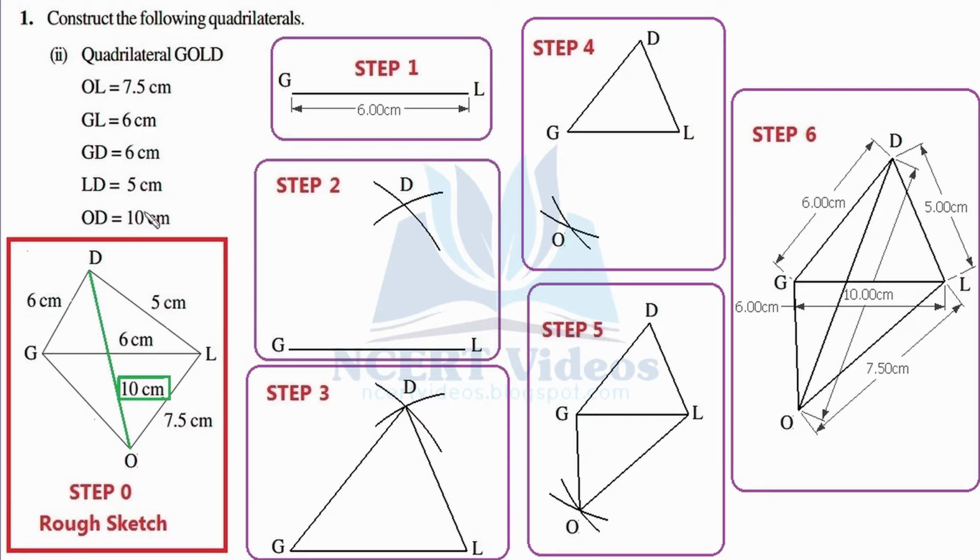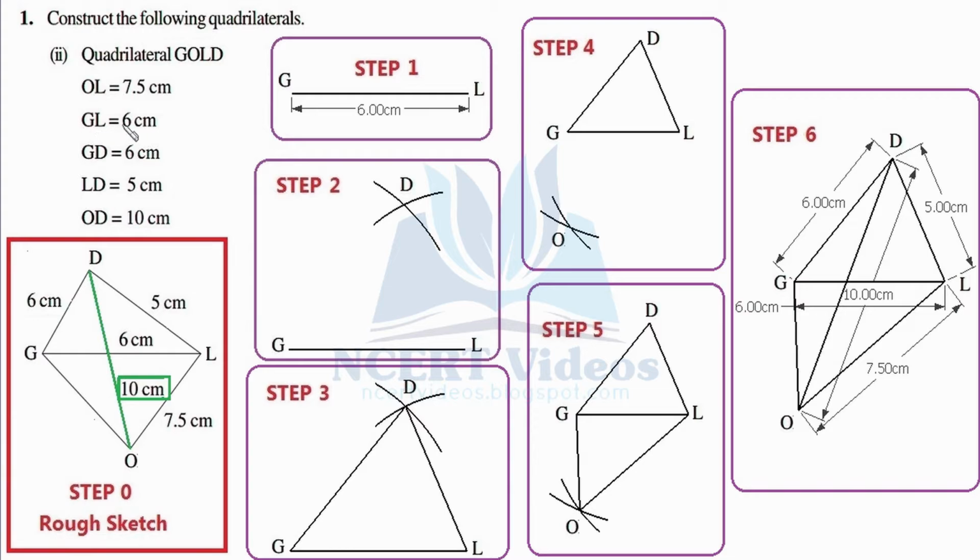Before sketching the actual measurements, we first always construct a rough sketch to get an idea, just the assumption, so that we do not have to watch these statements again and again. We can directly construct a final figure using a rough sketch. First of all, we construct a diagonal horizontally. So we can take any diagonal.